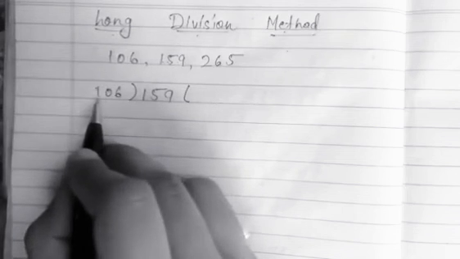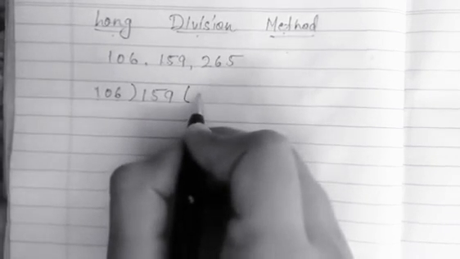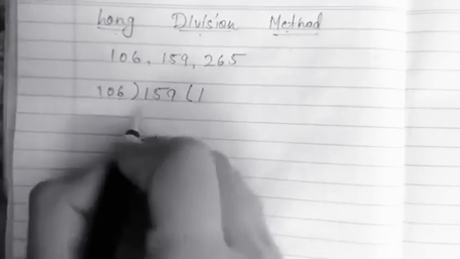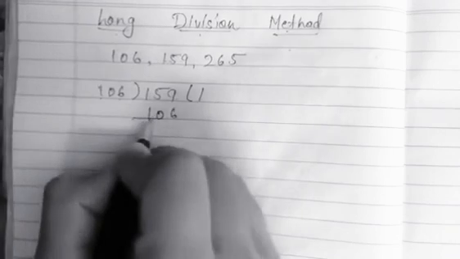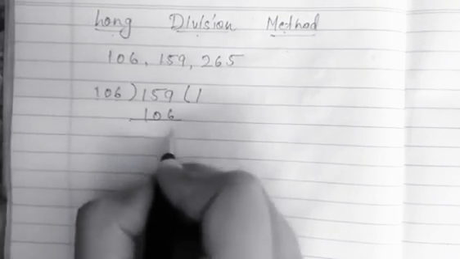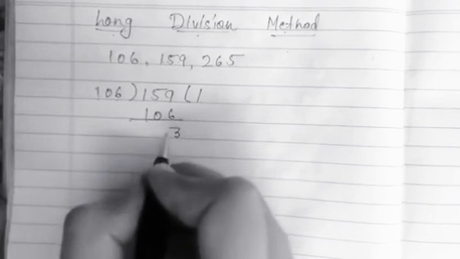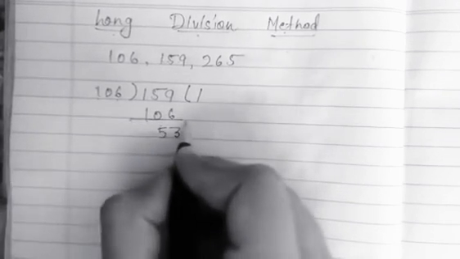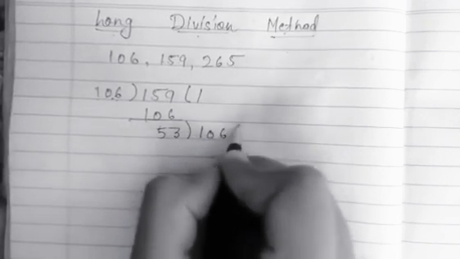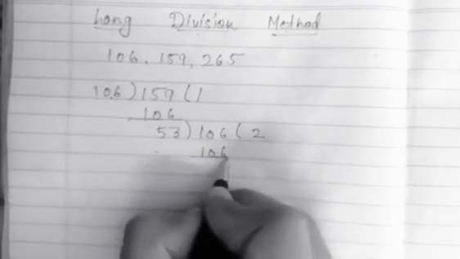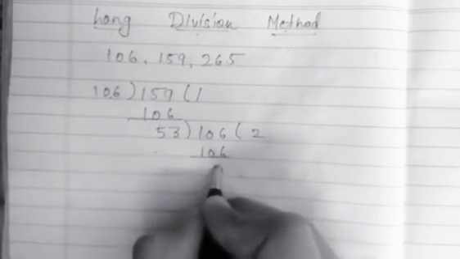Read the table. 106 times 1 is 106. Do the subtraction. The remainder is 53. Take the previous divisor as the dividend, 106. 53 times 2 is 106. Now the remainder is 0.